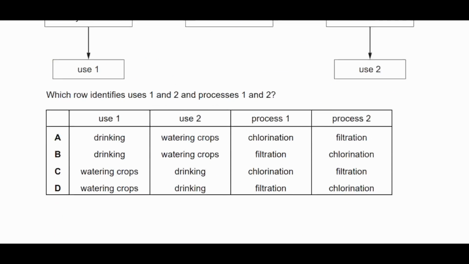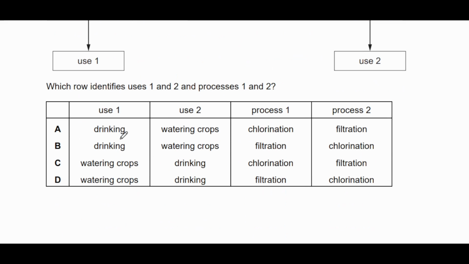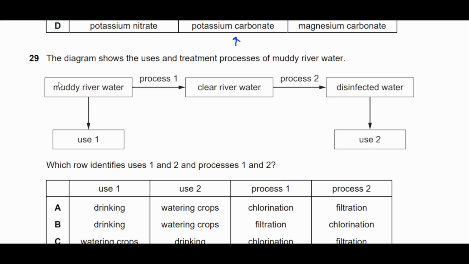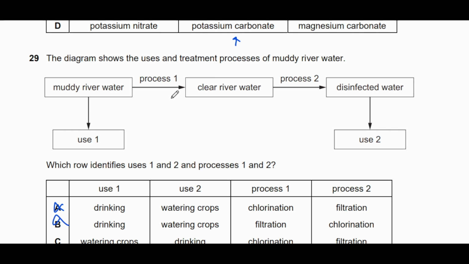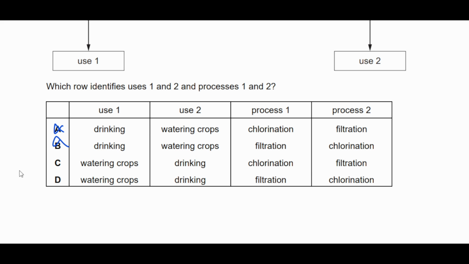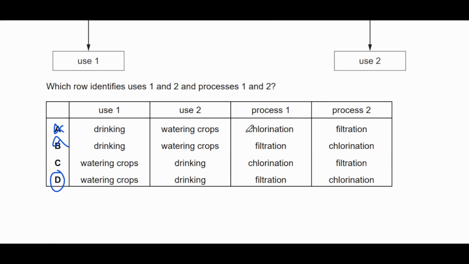Okay. The diagram shows the use and treatment processes of muddy river water. Which row identifies uses 1 and 2 and processes 1 and 2? Okay, so muddy river water, obviously. Between drinking and watering crops, you're obviously not going to use muddy river water to drink, so therefore the answer has to be either C or D. And for process 1, muddy to clear river water, you will have to first filter it. So the answer has to be D because process 1 is filtration followed by chlorination, which disinfects the water and kills all the bacteria and stuff like that. Okay, answer is D.